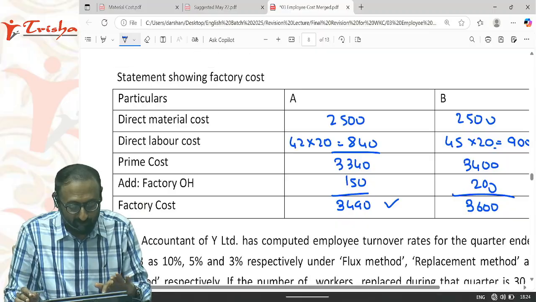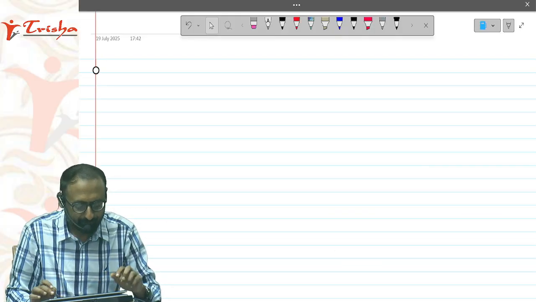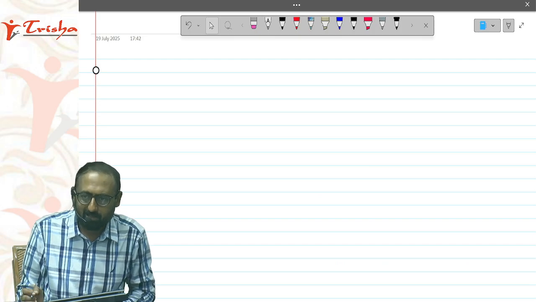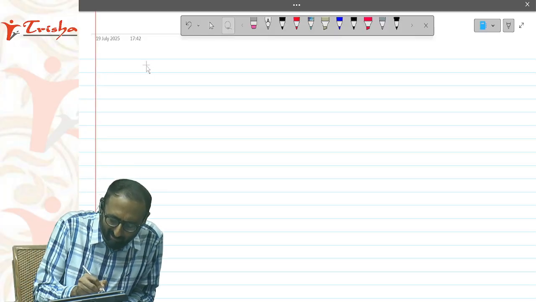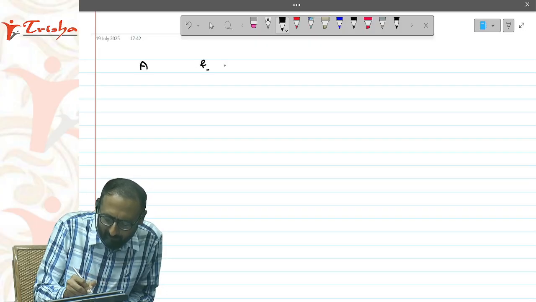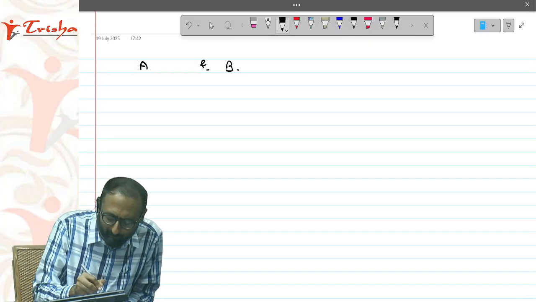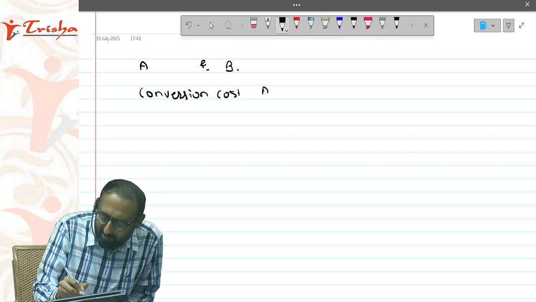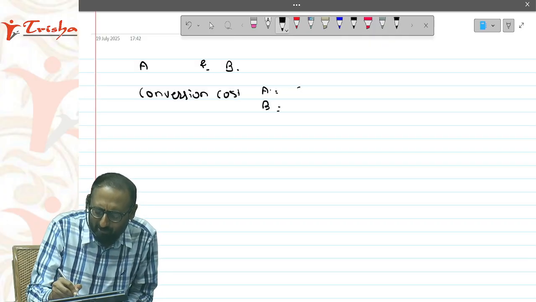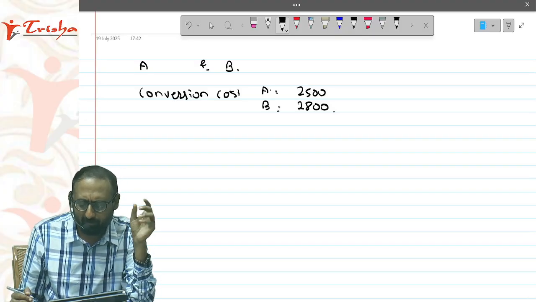So these two important questions which we had solved, I will give you some extra questions as well. Now what extra question they can ask similar to this equation type question? They will give you two workers, worker A and worker B. Wage rate per hour is the same, overhead rate they will give, and next line they will give conversion cost. Conversion cost of A they will give, conversion cost of B they will give. Suppose 2500 is the conversion cost, 2800 will be the conversion cost. And then you will have to calculate the wage rate per hour of A and B.